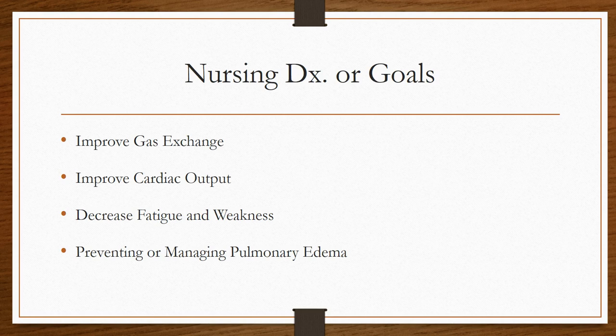Nursing diagnosis or goals, it's to improve gas exchange. You want to be able to improve cardiac output, decrease fatigue and weakness in your patient, and prevent or manage pulmonary edema. So to improve gas exchange, you can do the Lasix or the Aldactone to be able to pull the fluid off the lungs, and if you can pull the fluid out and this allows them to breathe better, then the gas exchange will increase.